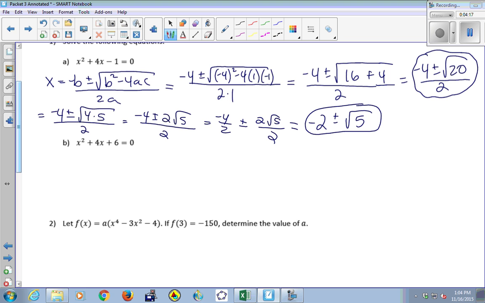All right, let's do another one. Quadratic formula again. So I get x is negative 4 plus or minus the square root of 4 squared minus 4 times a times c all over 2. So that's going to be negative 4 plus or minus the square root of 16 minus 24, negative 8.